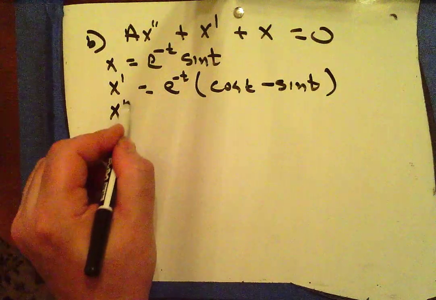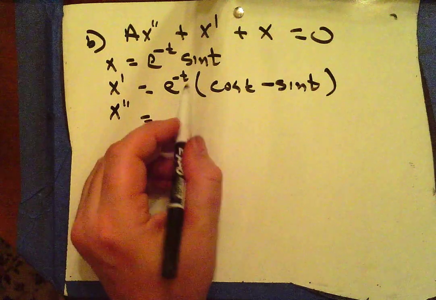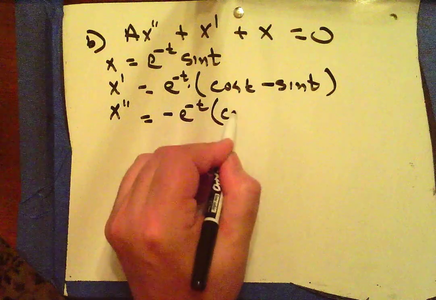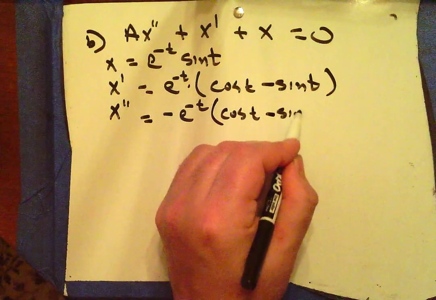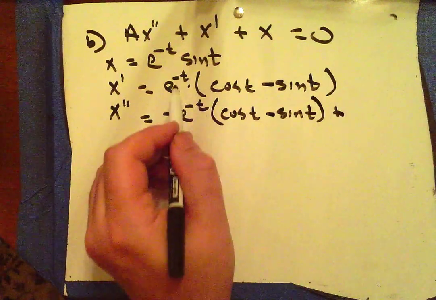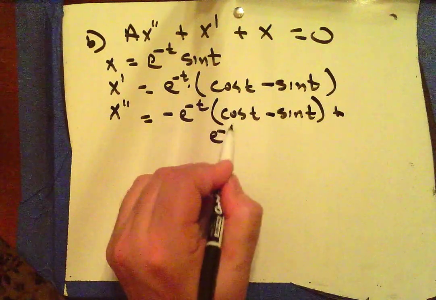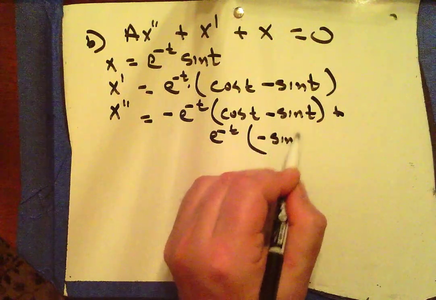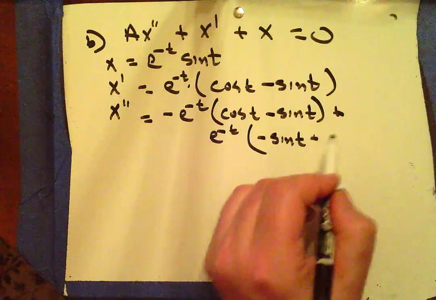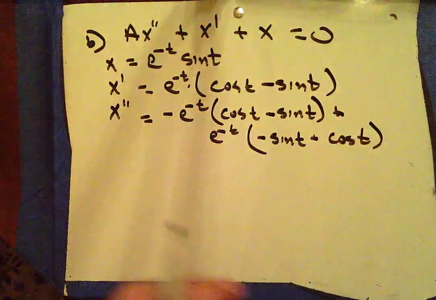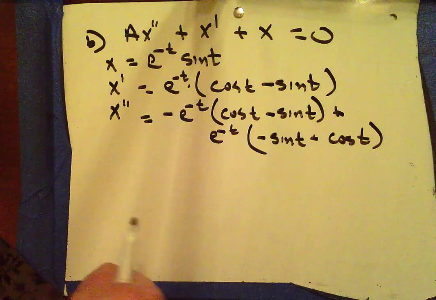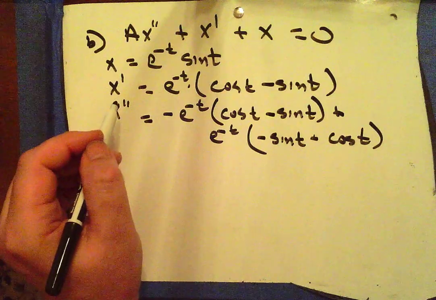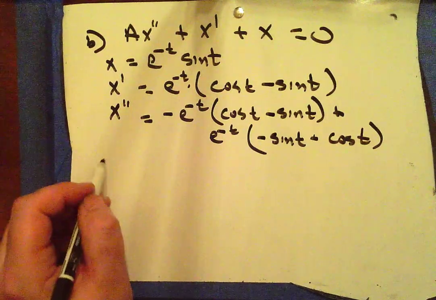And so x double prime is going to be another product rule. This derivative times all this stuff plus this e to the minus t times the derivative of this, which is minus sine, times the derivative of this, which is minus cosine. Okay. And now we've got an a in front of all of this.